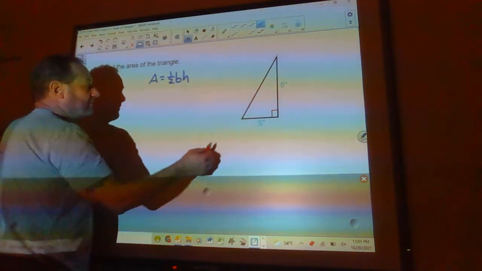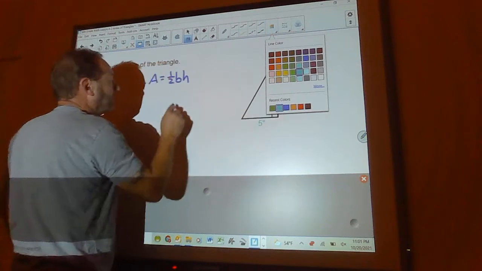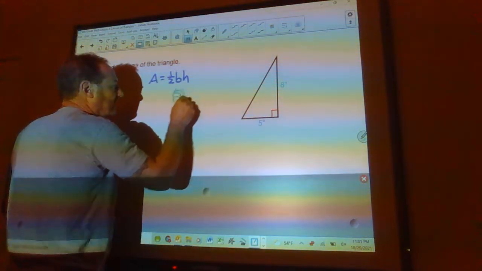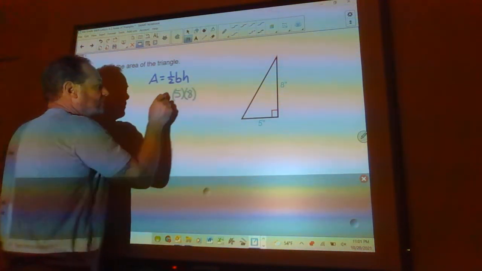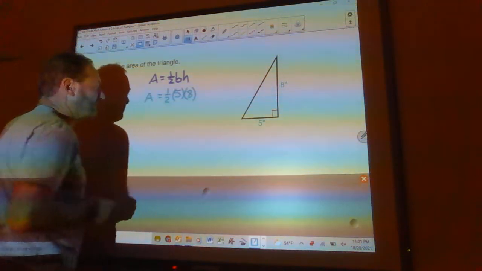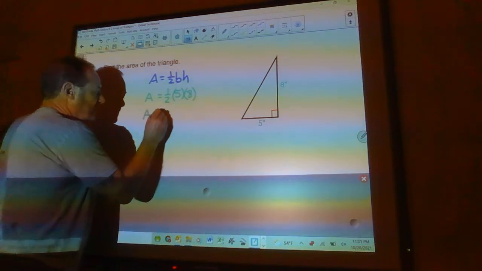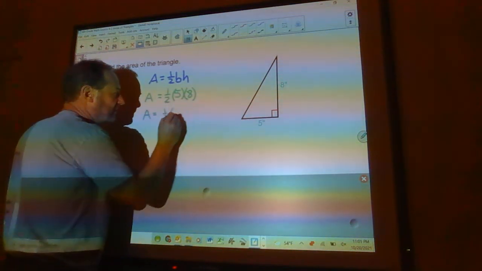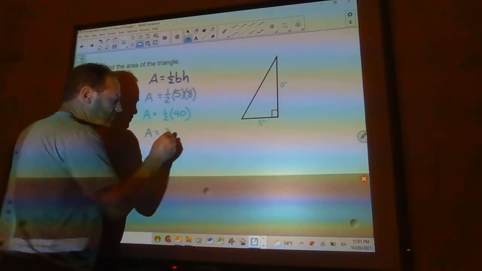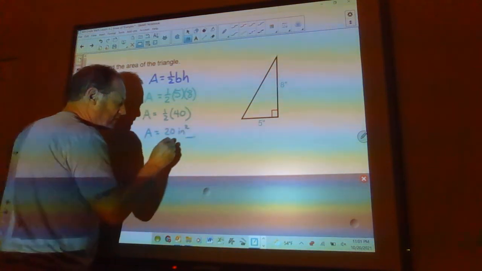What do I have in the picture? Well, the base is 5, so we're going to substitute 5 in for the base. I know the height is 8, so we're going to substitute 8 in for h. There's my 1/2. That means I'm finding the area, because that's the only thing left. So this is going to be half of 5 times 8, which is 40, and half of 40 is 20. These are in inches, so this is going to be in square inches.